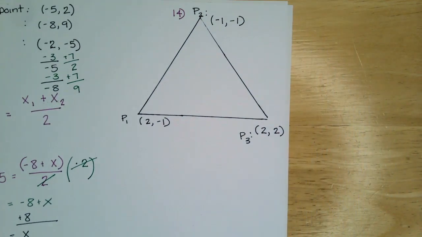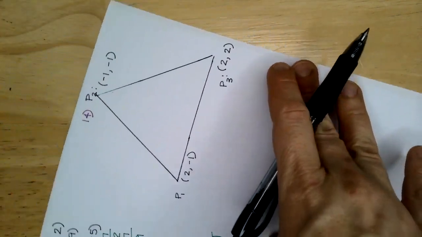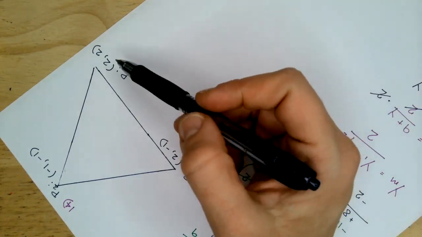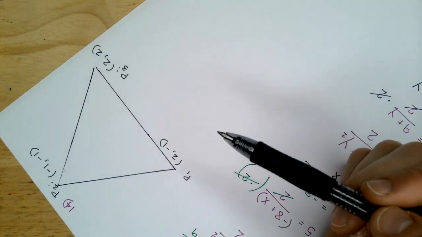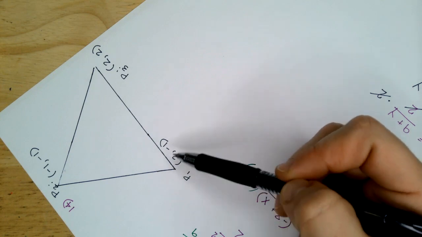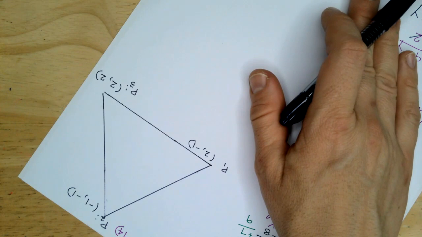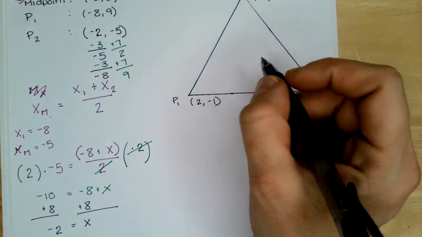Number 14 says I have a triangle. I know this is terrible. The triangle should look like this if we're actually graphing it, because that would be 2, 2, 2, negative 1. It would be like that. Anyway, sorry, just saying these are poorly labeled.